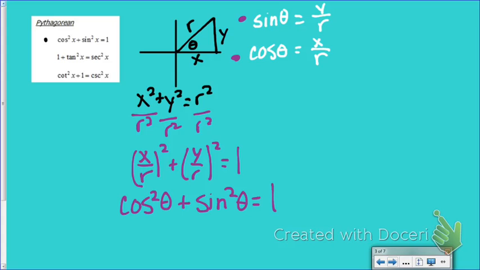Now the second identity we're going to get actually from the first one. So to get this 1 plus tangent squared, I'm going to take that Pythagorean identity I just did, and I'm going to divide both sides by cosine squared.